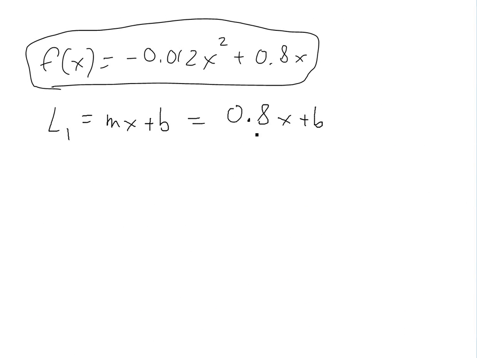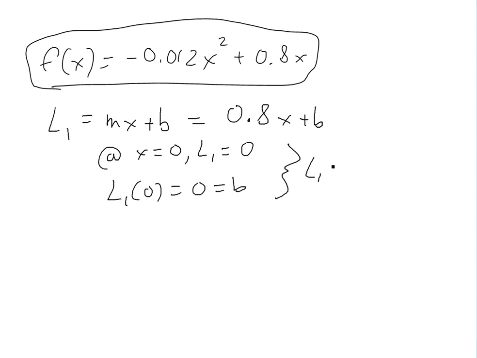So we know that at the origin, at x equals 0, L1 has to equal 0 because that's the origin right there. So L1 of 0 equals 0, and we plug b in there, so b is 0. So we have L1 of x equals 0.8x. And now for L2, this also equals mx plus b. Remember, these are just different m and b's, I'll just leave it the same.